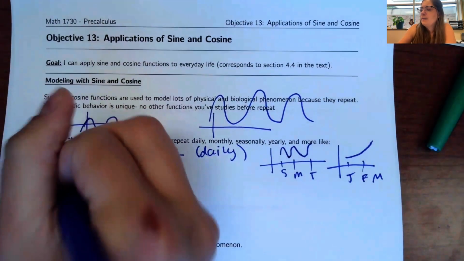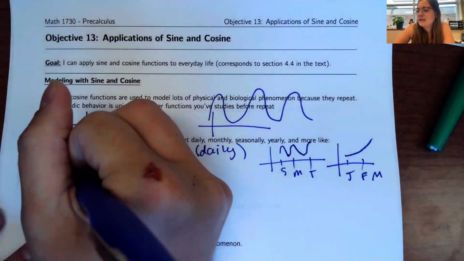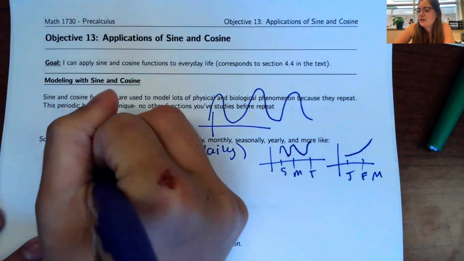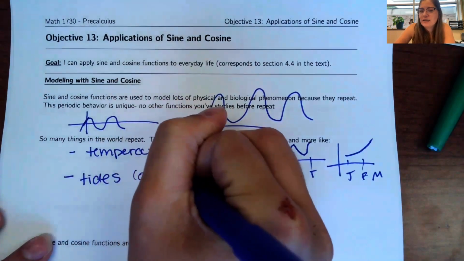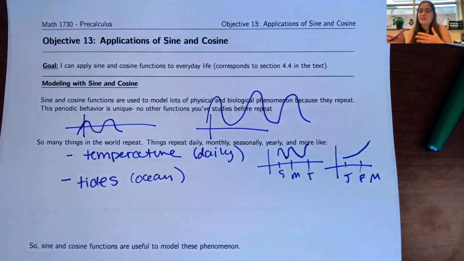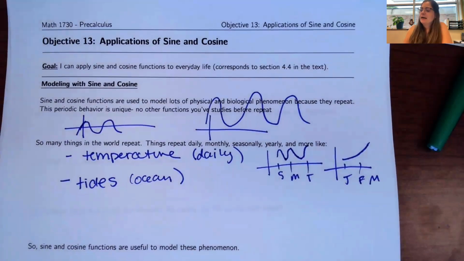Another thing that might repeat is tides, right? Ocean tides. We have high tide and then we have low tide and then we have high tide and then we have low tide. And that happens over and over and over again. If you live near the ocean, or if you've gone to the ocean, you've always had to check when is going to be high tide and when is going to be low tide. Well, there are sines and cosines that are used. People model these things with sines and cosines. So that's how we answer these things.